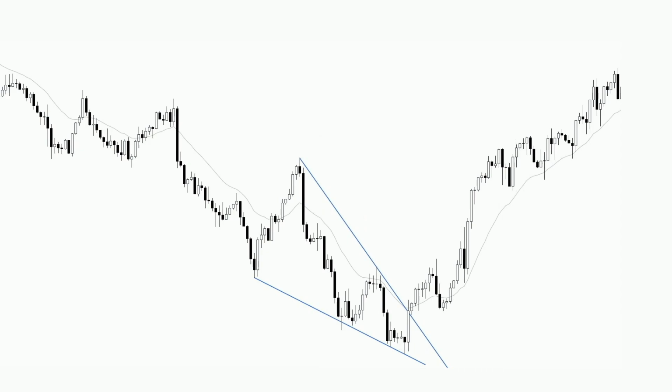Let's look at another case. This is a very standard three drives pattern. The first push, the second and third pushes. Because the pattern is very standard, trading it is relatively easy. Whether you enter the trade with a limit order at the channel line or enter at the time of the trend line breakout, there are no issues.